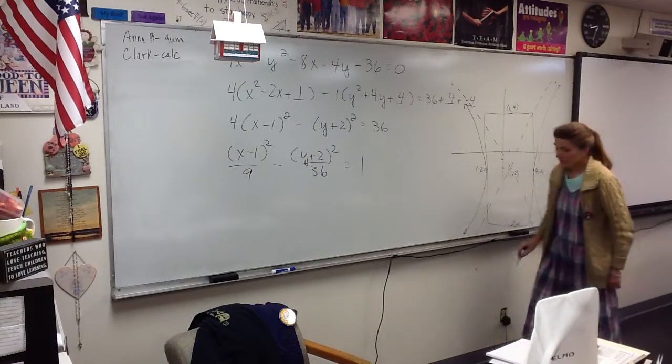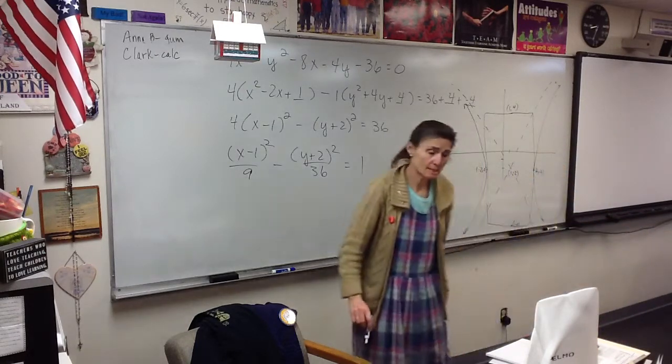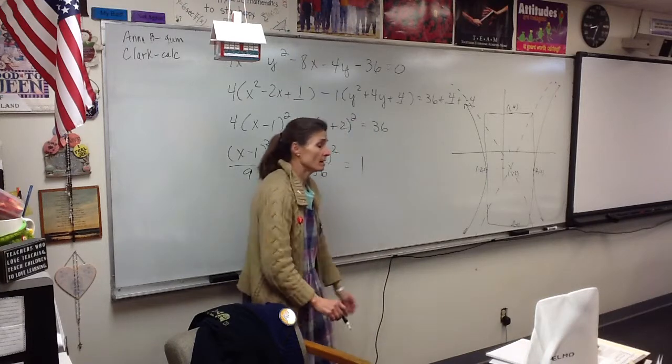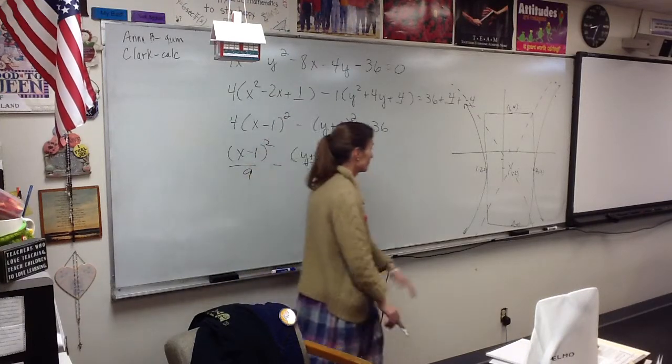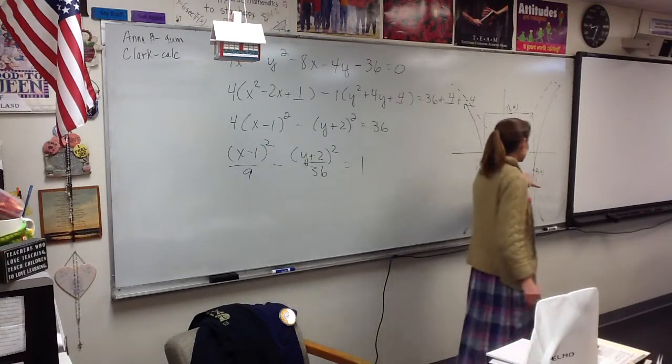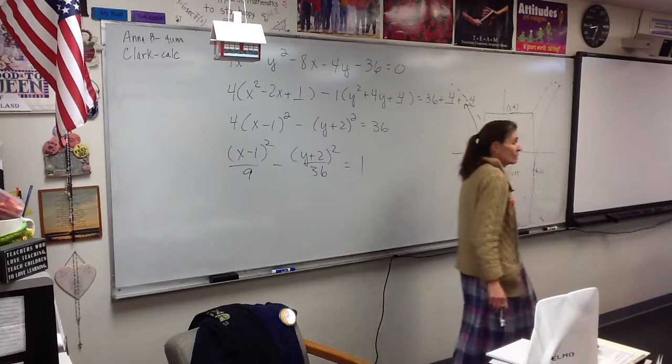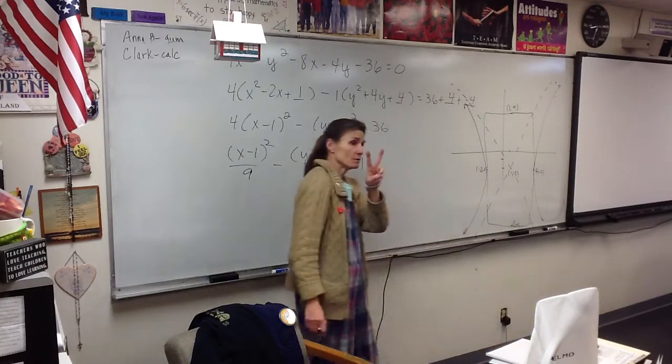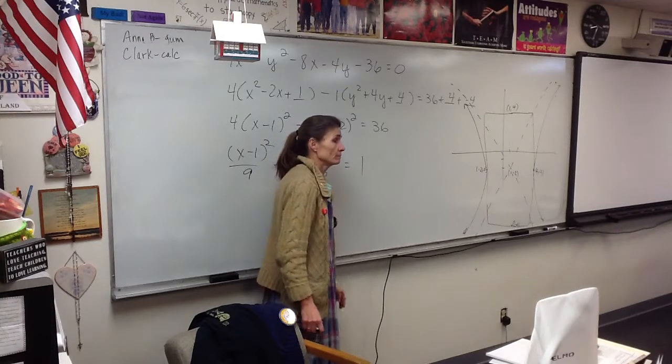So in the blank that says vertices, what are you gonna put in that blank? What are the vertices? -2, -2, and 4, -2. Only 2 vertices, those are the 2.